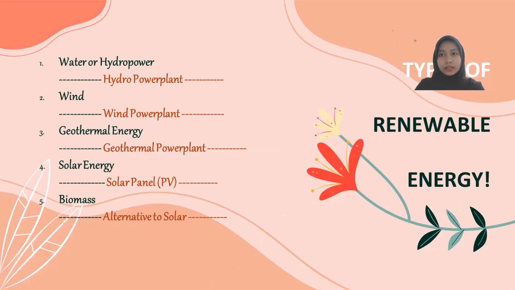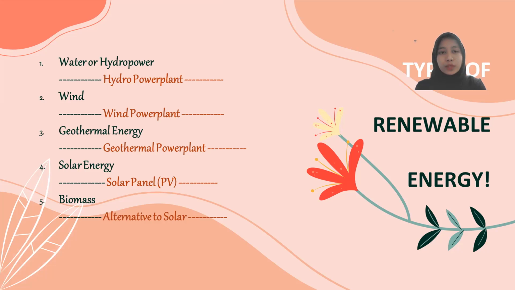The next topic is types of renewable energy. These are 5 types of renewable energy. First is water or hydropower. It is usually used in a hydropower plant, and the water is used to turn a turbine. Then the rotating turbine drives a generator so that it can produce electricity.